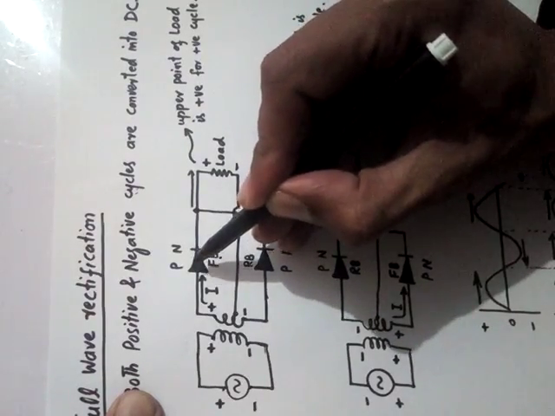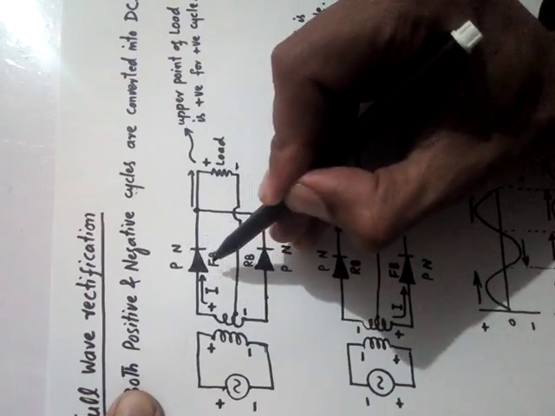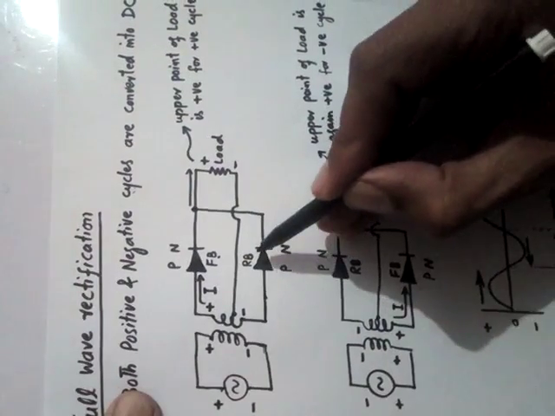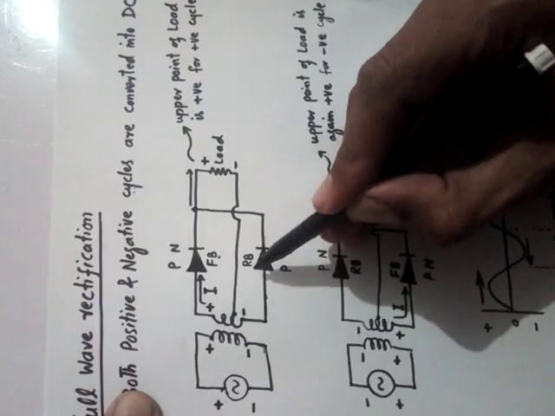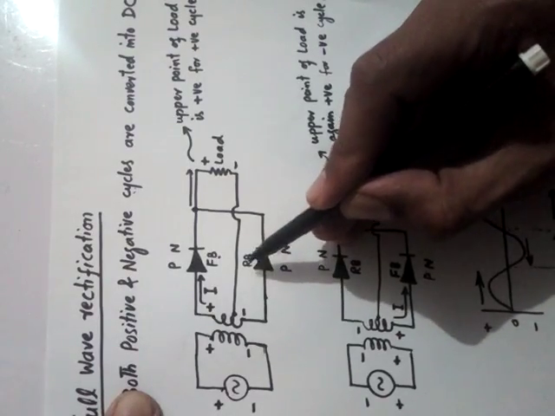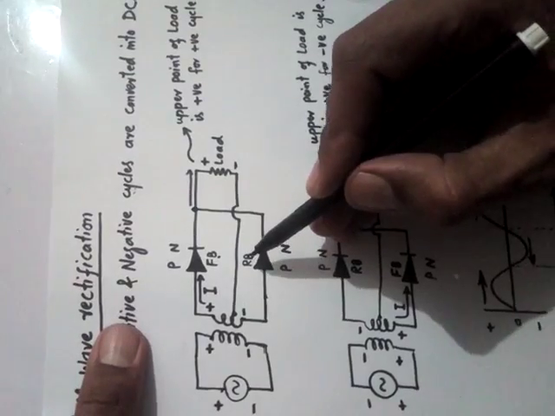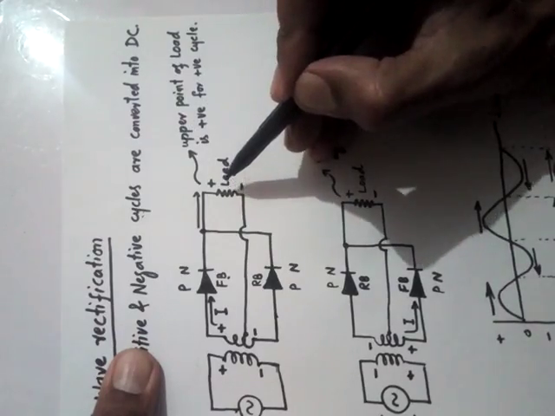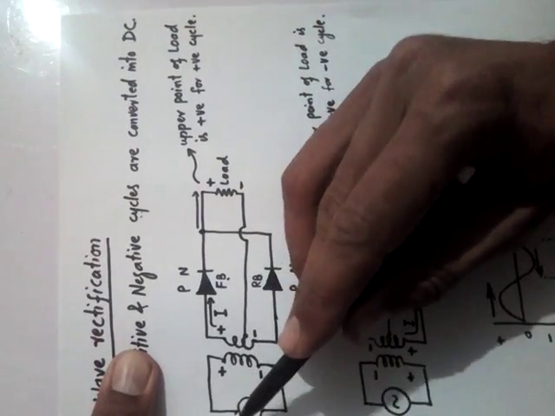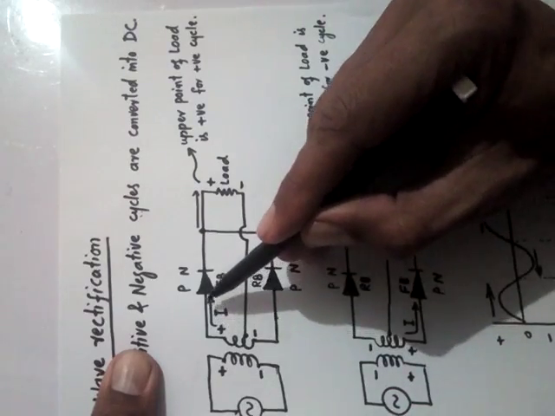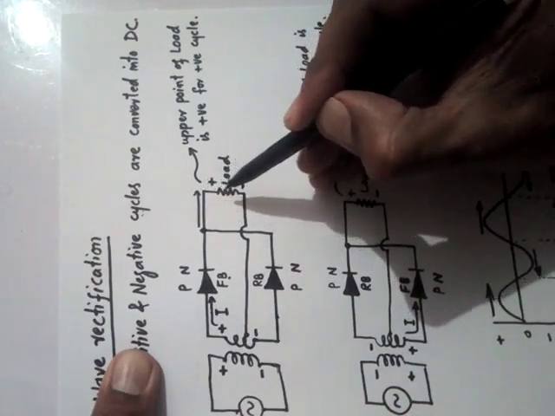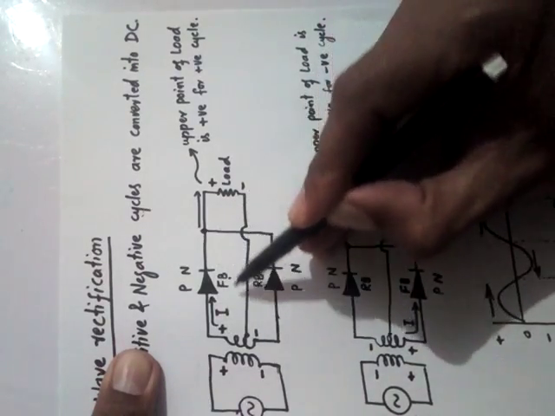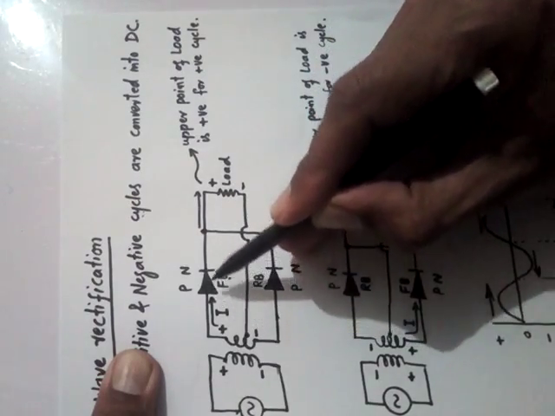If the first diode, the upper diode, is forward, it will allow the current to pass through it. Clear? And if this diode is reverse, it will not allow the current to pass through it, because whenever a diode is reverse bias, it is switched off. So look here, this is the load. It means that in the positive half cycle, the current is passing through the upper diode, through the load, and it gets back into the transformer. So the upper loop is completed.